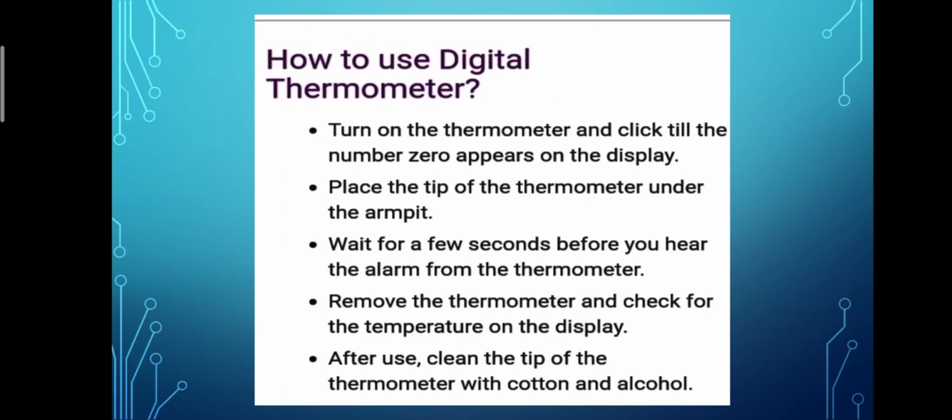How to use a digital thermometer? Turn on the thermometer and click till the number 0 appears on the display. Place the tip of the thermometer under the armpit. Wait for a few seconds before you hear the alarm from the thermometer. Remove the thermometer and check the temperature on the display. After use, clean the tip of the thermometer with cotton and alcohol.